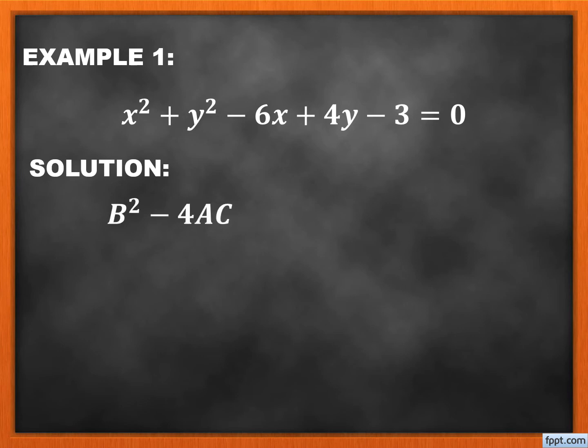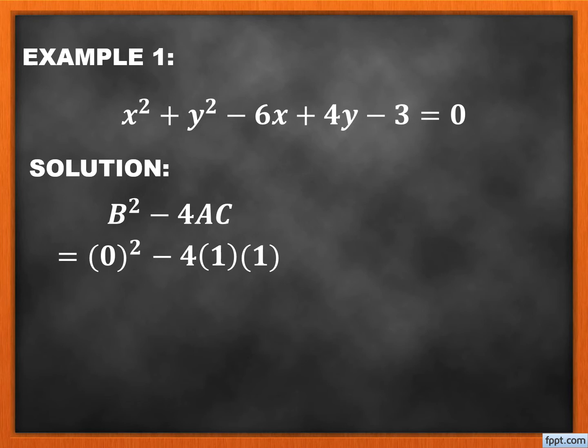Let us have an example. The given equation is x squared plus y squared minus 6x plus 4y minus 3 equals 0. So first, let us solve for the discriminant using b squared minus 4ac and identifying the values of a, b, and c.